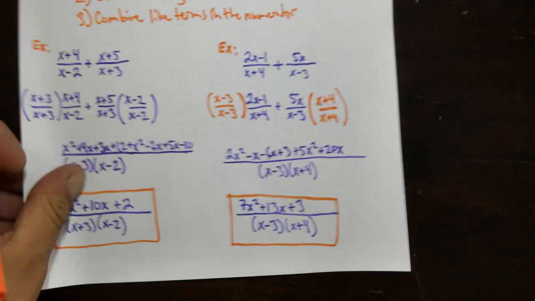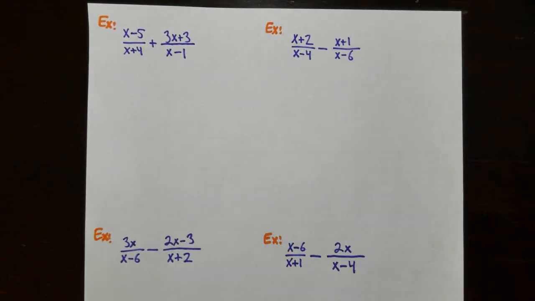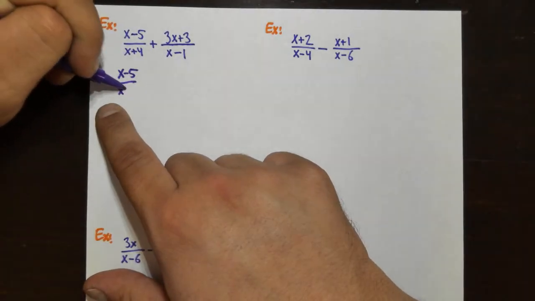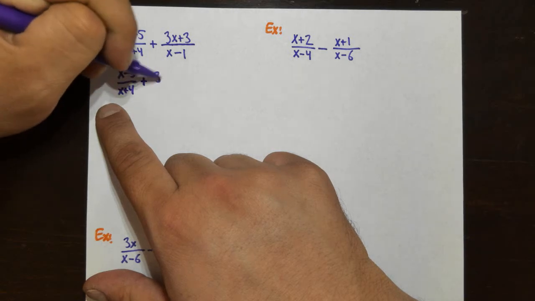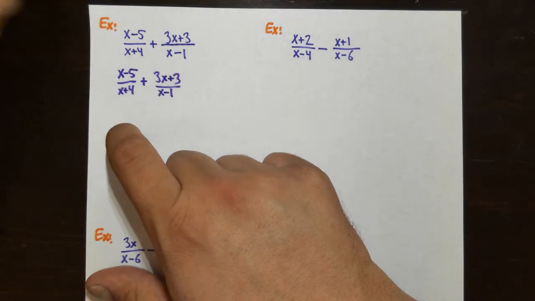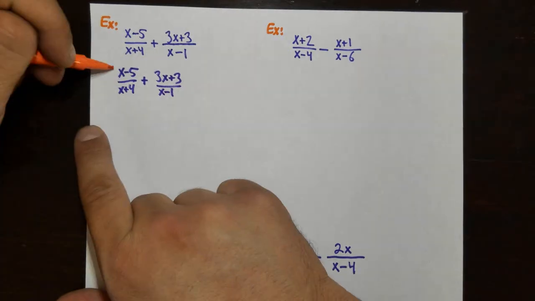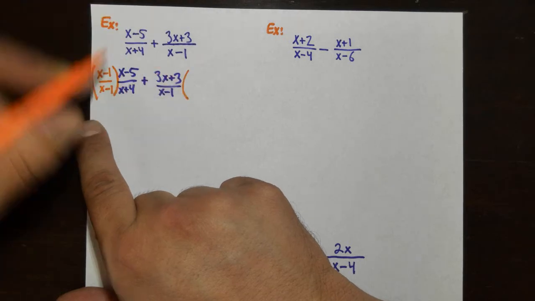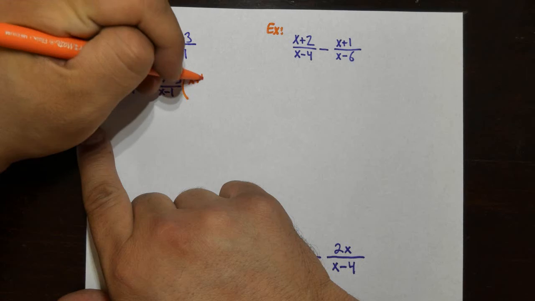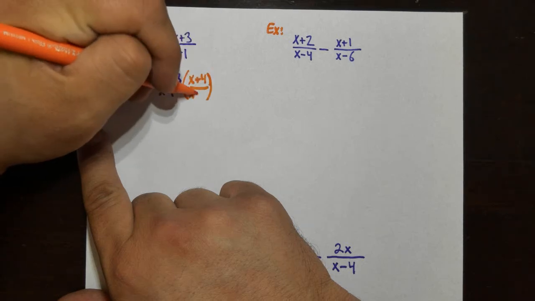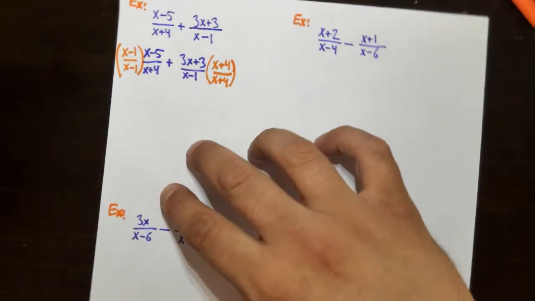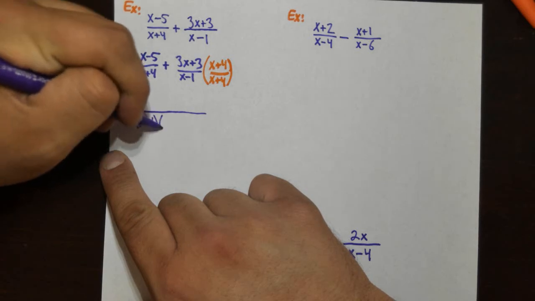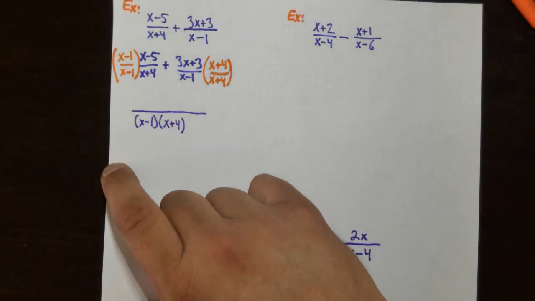Okay, let's do a few more. I've got one more addition for us, then we'll move on to subtraction. Okay, so again we're going to be multiplying by the other's denominator. So it's going to be x minus 1 over x minus 1, and this one's going to be x plus 4 over x plus 4. Which will give us that single denominator of x minus 1, x plus 4, and we multiply the top.